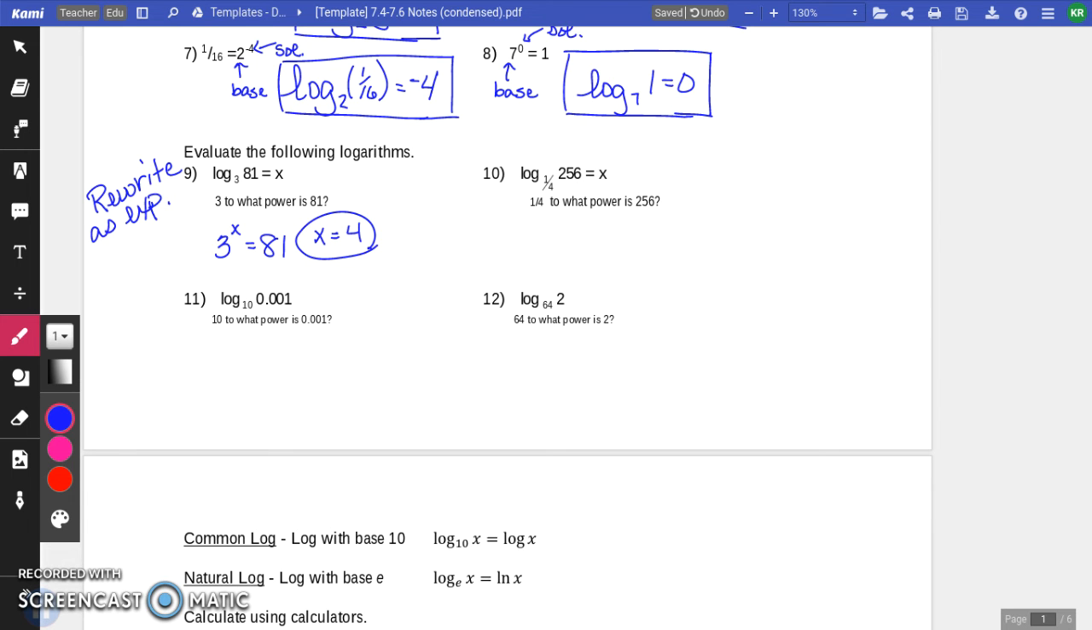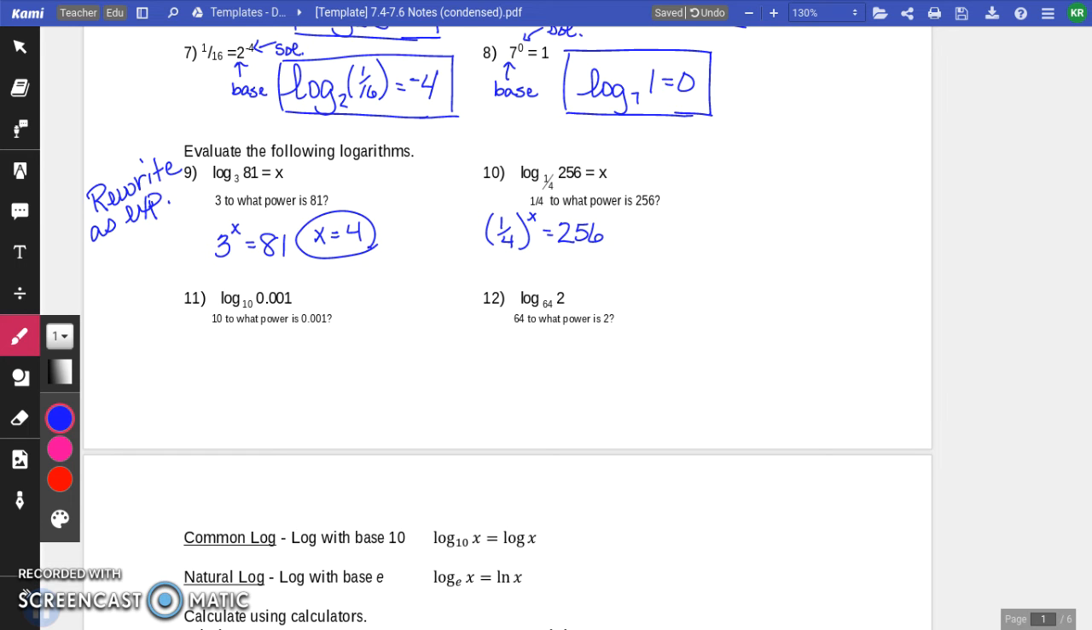Okay, similarly with number 10. Log base 1/4 of 256 is x. So rewrite this. This would be 1/4 to the x power equals 256.